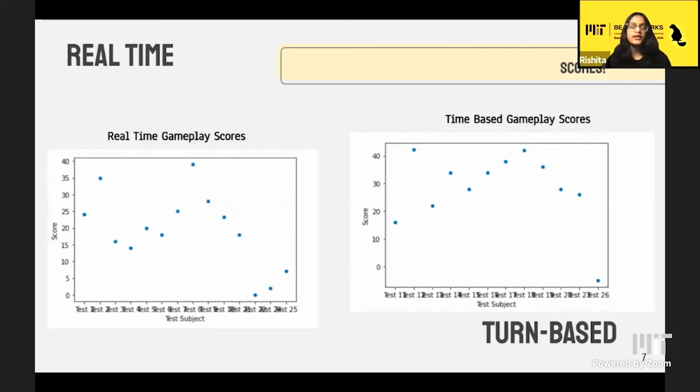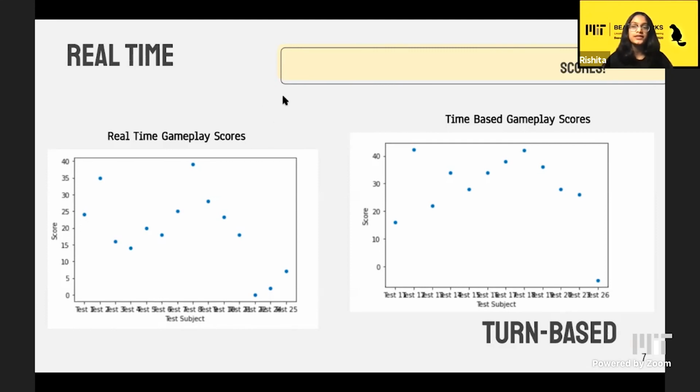Yeah, so located here is the score distribution for the real-time gameplays versus turn-based gameplays. As is evident, the turn-based gameplays had a higher score on average, with one outlier, whereas the real-time gameplays had a more varied distribution. While the turn-based graph has most of its points at a score of 18 or above, the real-time graph has a more even balance of low and high scores, with lower scores on average.